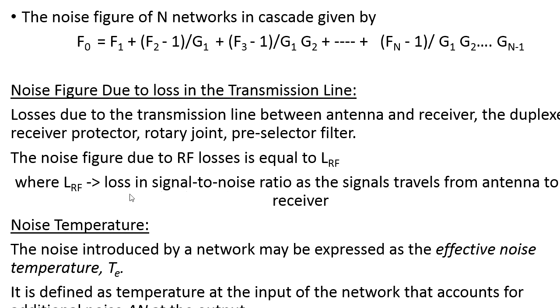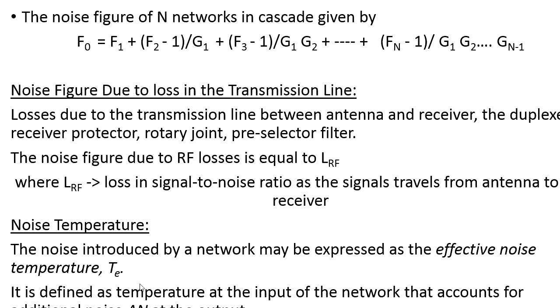LRF is the loss in signal to noise ratio as the signal travels from the antenna to the receiver. That is the noise figure we calculate whenever the radar receives the echo signal from the moving target. That noise figure we call the losses in the transmission line. And next is the noise temperature.